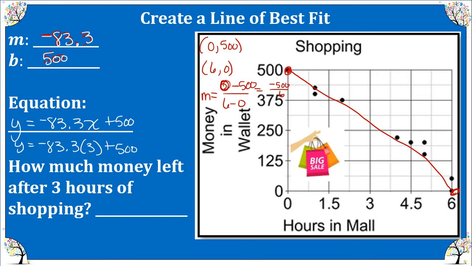So we have negative 83.3 times 3 plus 500. And this gives us $250.10.